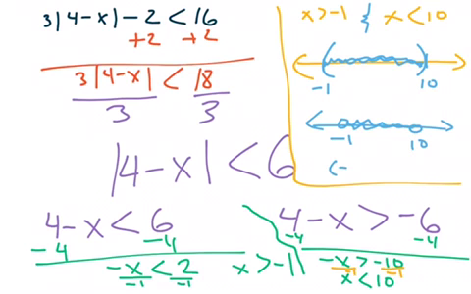Sometimes teachers will ask you to write it in interval notation. And if it's an interval notation, that's how you write it. This is saying x is from negative 1 to 10, not including negative 1 and 10.